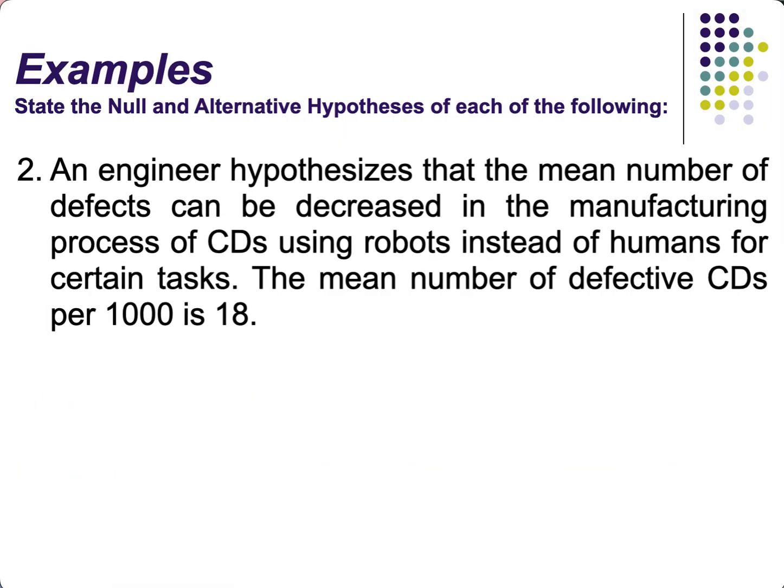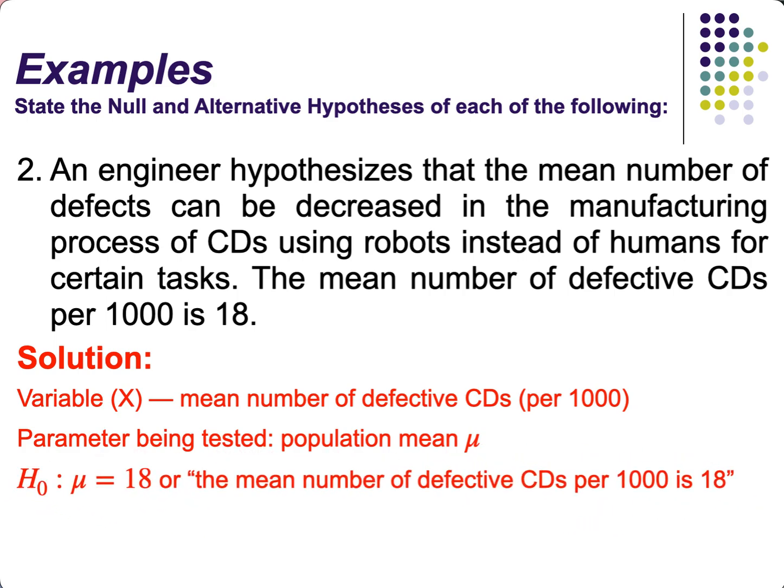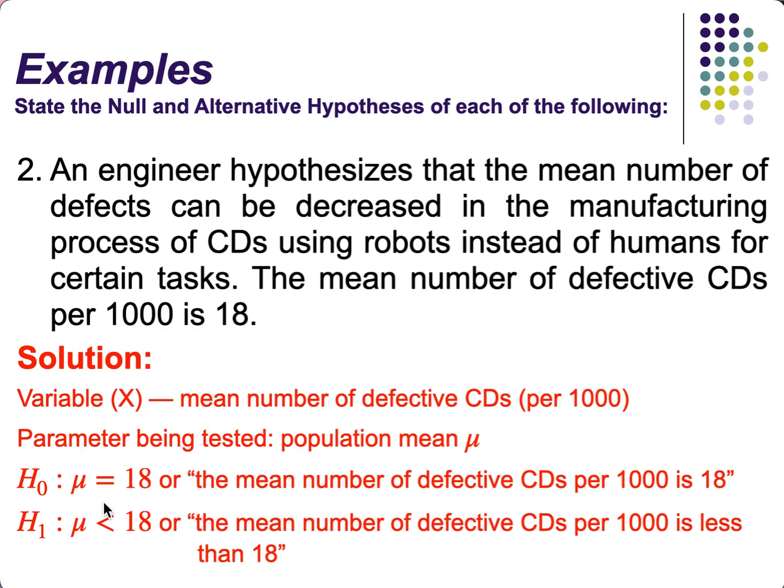Number two, I think we can end in here. An engineer hypothesizes that the mean number of defects can be decreased in the manufacturing process of CDs using robots instead of humans for certain tasks. So the mean number of defective CDs is known to be 18 per 1,000. So we need to first understand the variable. The variable is the mean number of defective CDs. It's a population mean, and for the null, it's always going to be a status quo. It's as is, it's 18. And our alternative is, what does the engineer want here? The engineer wanted to check if the number will decrease. So from that term, we're going to make use of the less than symbol. Mu is less than 18.